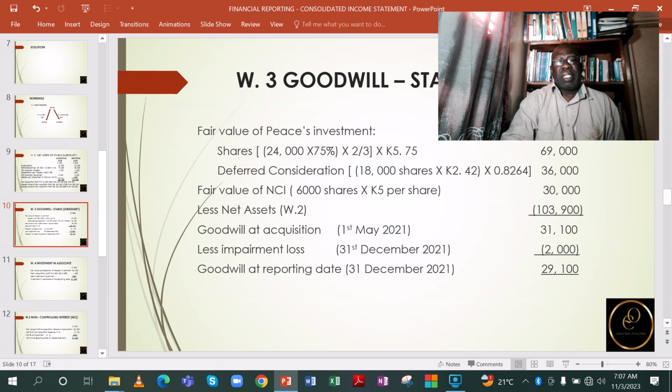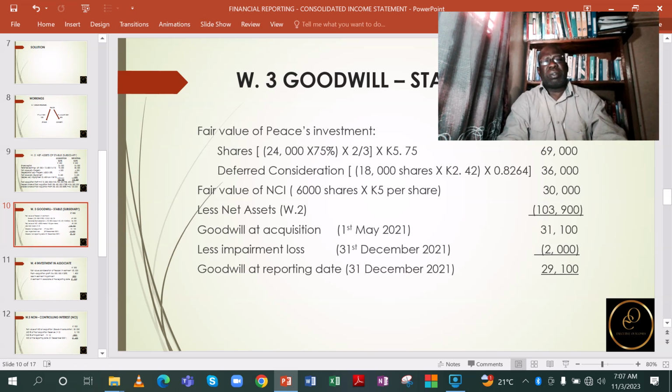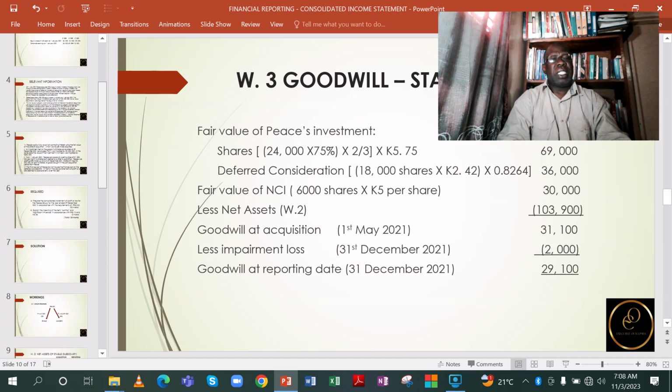So in this case, we start by looking at the fair value of Peace's investment. We are told that you got 75% of 24 million shares in Stable. 75% of 24 million is 18 million shares. Peace paid for them by a share exchange of 3 shares in Stable for 2 shares in Peace. And the fair value of the shares at the time was given as 5 kwacha 75 ngwee.